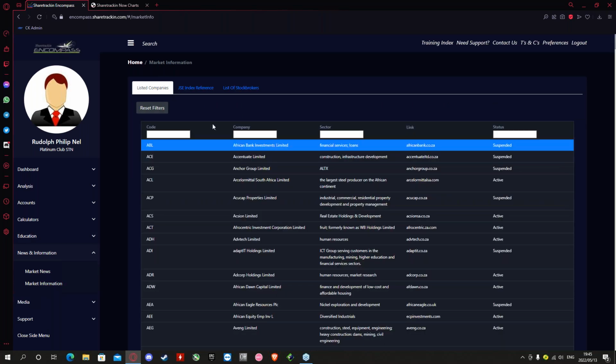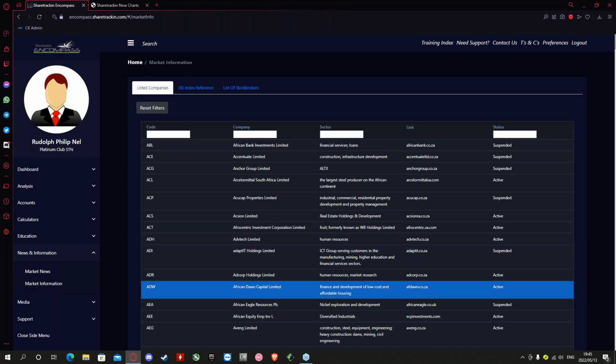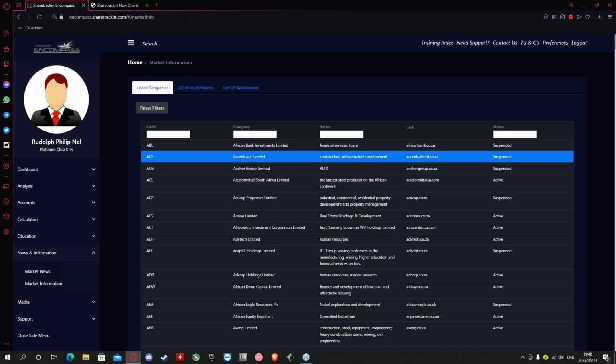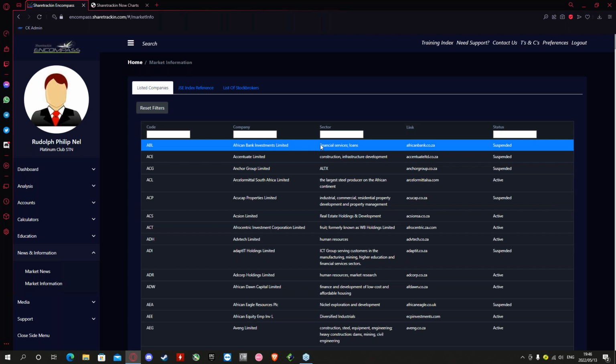Okay, market information. This gives you a list of all the shares once again with the code, the company, the sector in which it's trading, and its subsectors. So the companies do have a sector, like for instance financial services, and then a subsector, which for instance would be loans. Okay, and then the link to the website, and then also the status, if a share is suspended or active.